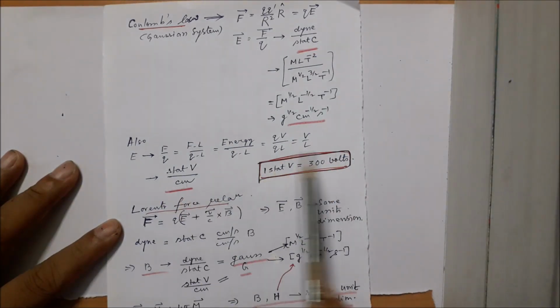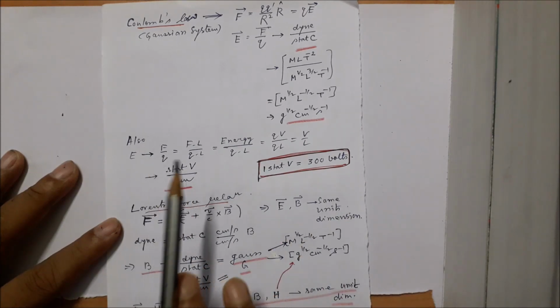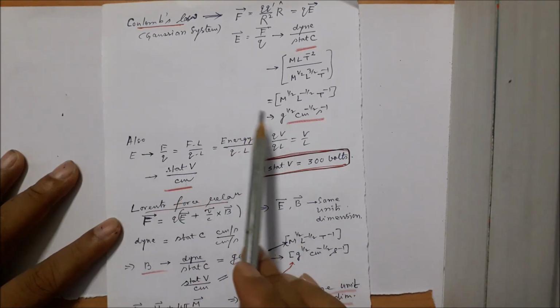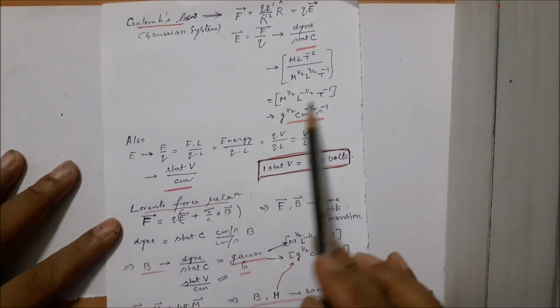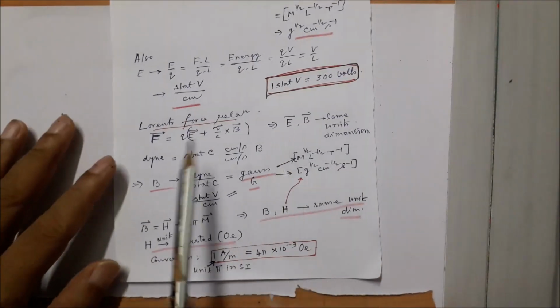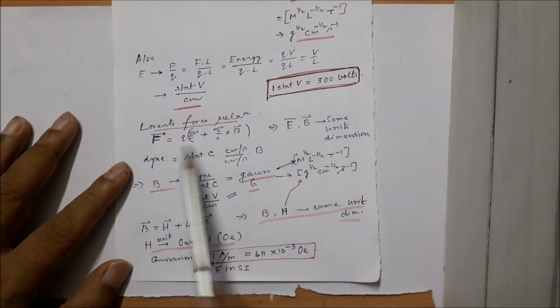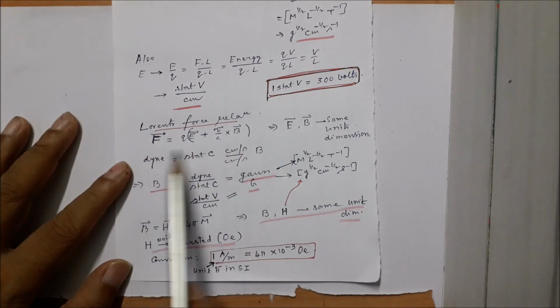and there is a conversion factor between stat volt and volt. So we have obtained the unit and dimension of electric field in Gaussian system. This is the dimension and these are the units. Now let us come to Lorentz force relation, and this is the Lorentz force relation in Gaussian system, not in SI system, in Gaussian system.